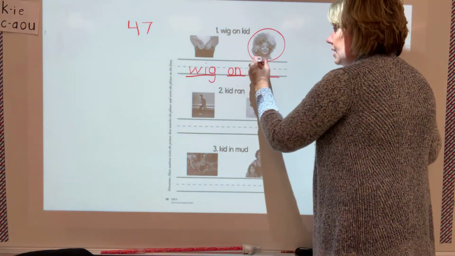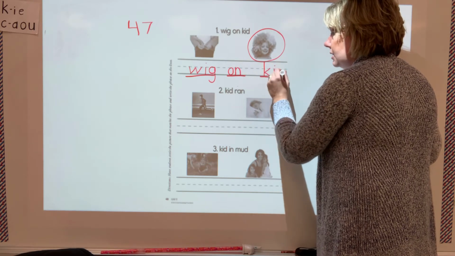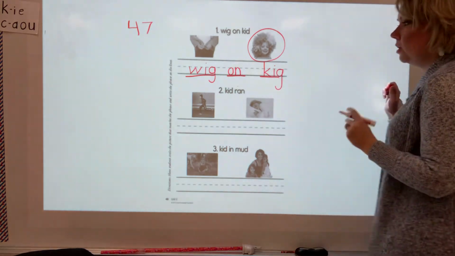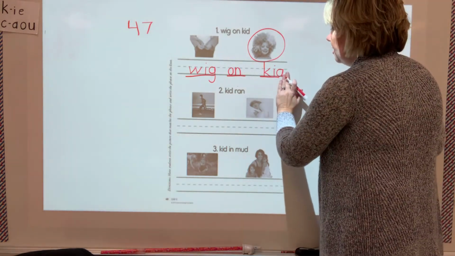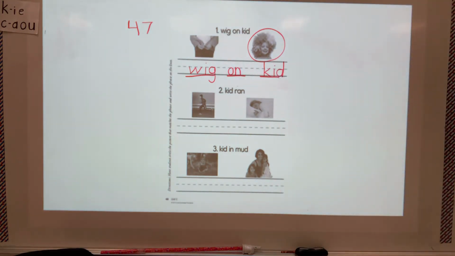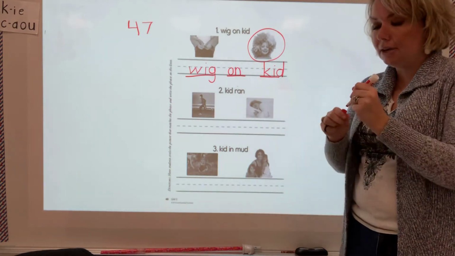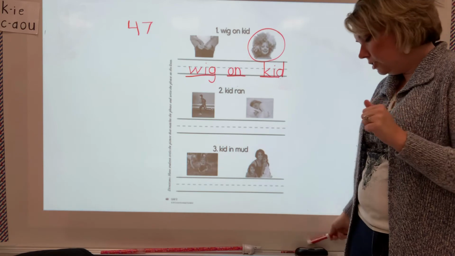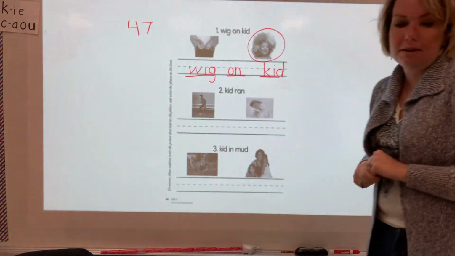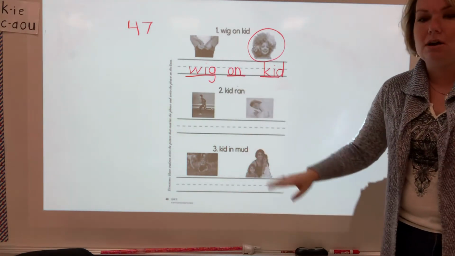Wig on kid. Remember that k sound, a lowercase k, does not go past the dotted line when we make our diagonals. Oh, sorry. Wrong letter. Wig on kid. I'd like you to read number 2 and number 3 and do that all by yourself. We're going to go over it in just a minute. When you're done, touch your nose, and that lets me know you're completely done. That means you've done number 2 and number 3 all by yourself.